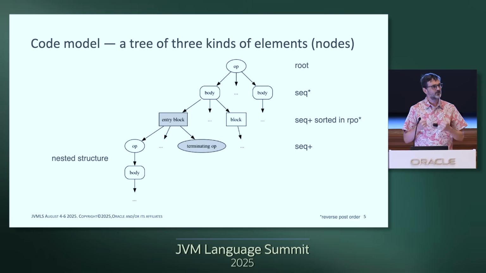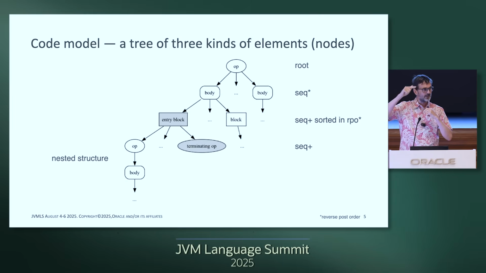But before I do that, I've got to describe the meta model of what a code model is in memory. It's just a tree, but it's a tree of 3 kinds of elements or nodes. It's an operation, body, and block. And the root of the tree would be an operation. And underneath it as children will be a sequence of 0 or more bodies. And underneath that would be a sequence of 1 or more blocks. Those blocks are actually sorted. I'll get to how we actually sort those later on. And underneath that, the block can have a sequence of 1 or more operations. And so you can see that there's a tree and it nests.